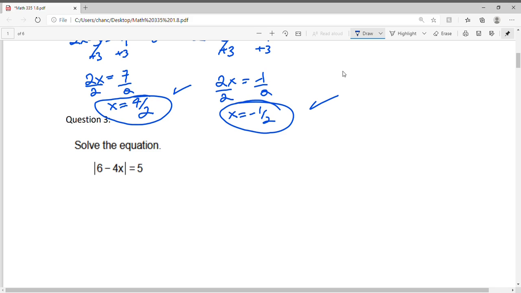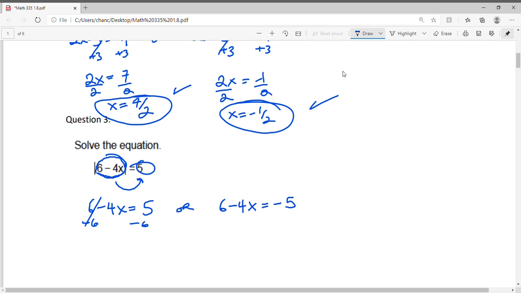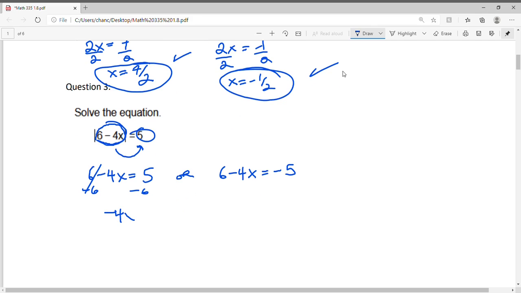For question 3, again we have two possibilities. 6 minus 4x could equal 5, or 6 minus 4x could be equal to negative 5. Again, I'm setting the inside equal to 5 because that will give me a 5. Or if the inside is negative 5, the absolute value would ensure it's still equal to 5. So let's subtract 6 from both sides in the first equation. We have negative 4x equals negative 1. And we can divide both sides by negative 4. As a result, x equals 1/4.